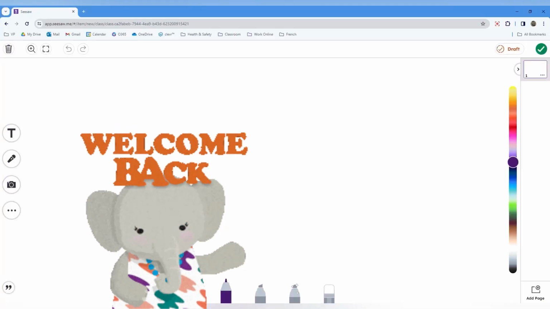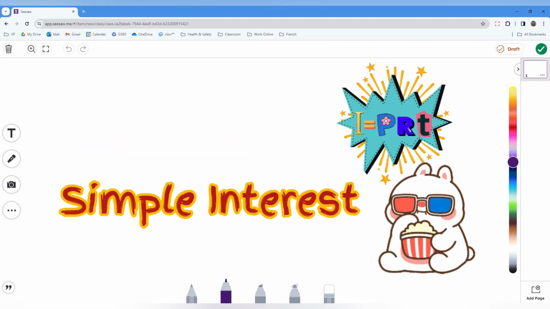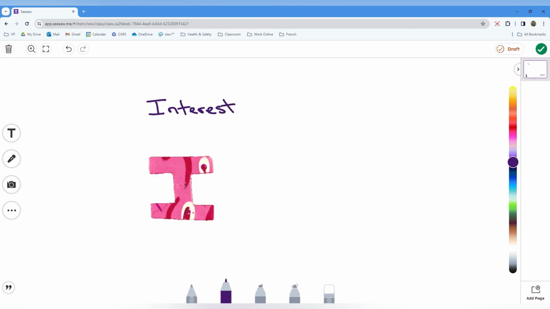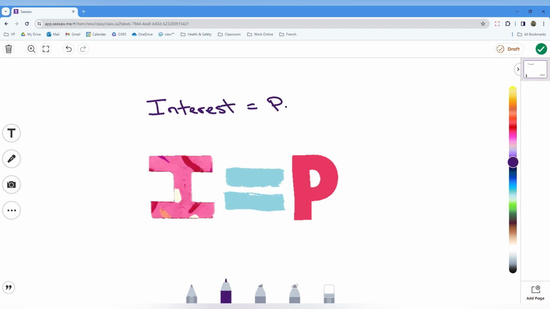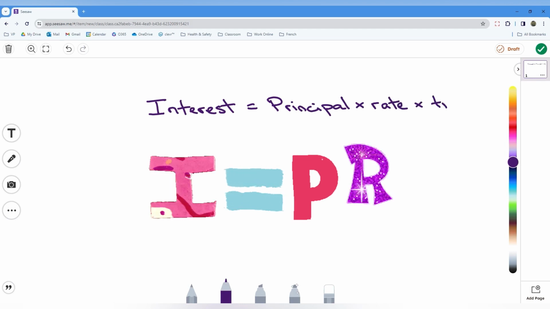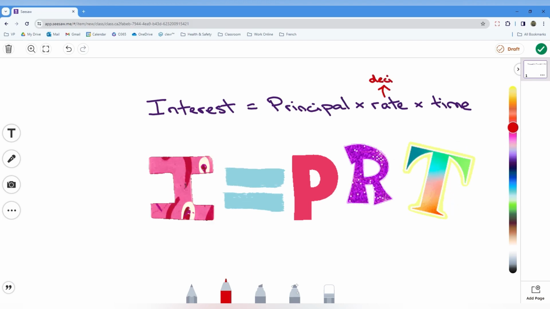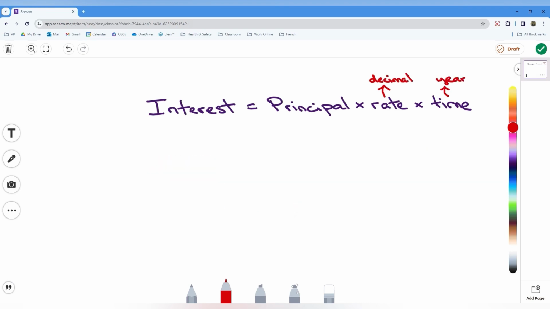Welcome back, and in this video we are going to learn to solve for simple interest. Simple interest is when the interest, represented by I, is equal to our principal, which will have the symbol P, times our rate, which we use the symbol R, times our time. Now, a couple things to note about these is our rate always needs to be in decimal form, and our time must always be in years.